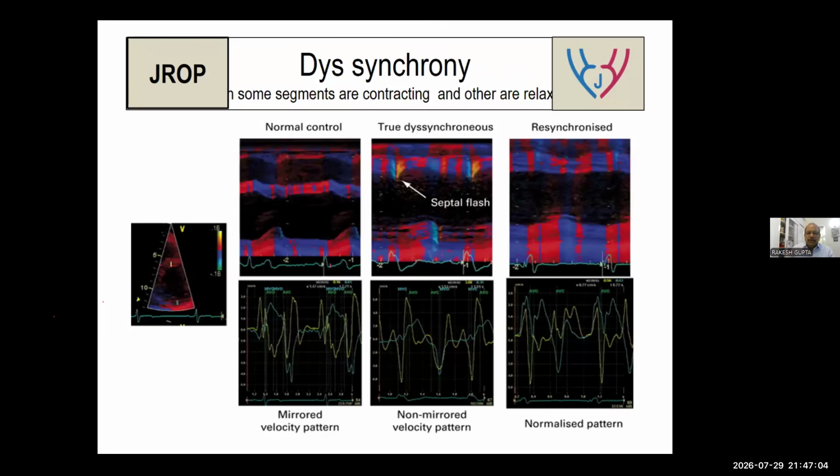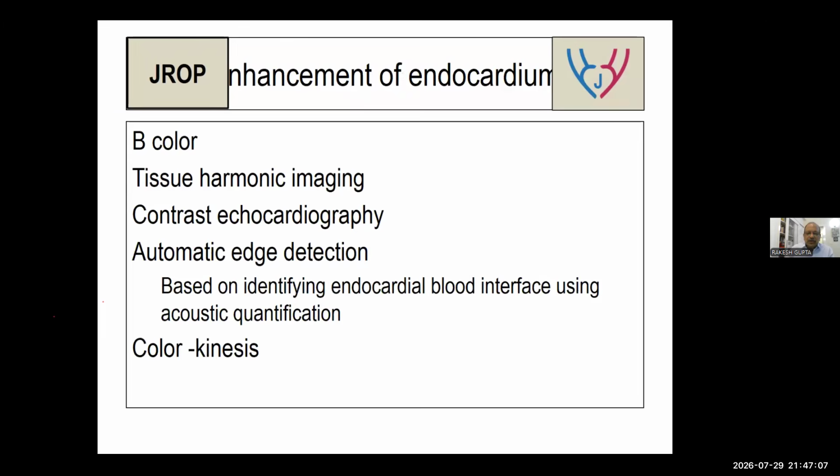Then comes tissue Doppler imaging. Tissue Doppler imaging tells you how much the segment is thickening over a period of time. That is strain imaging.